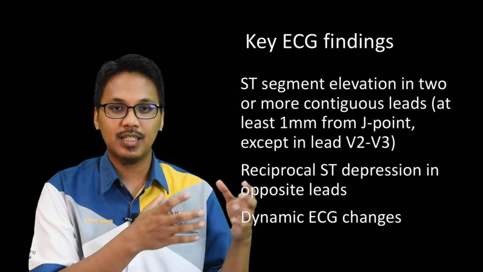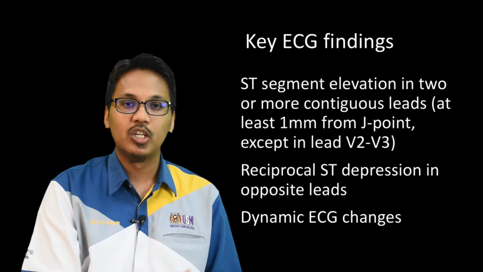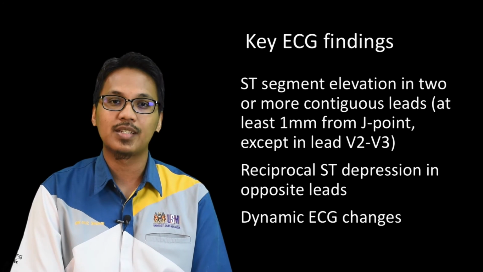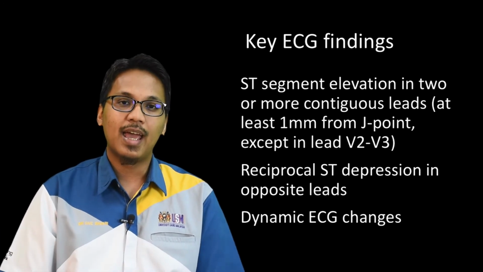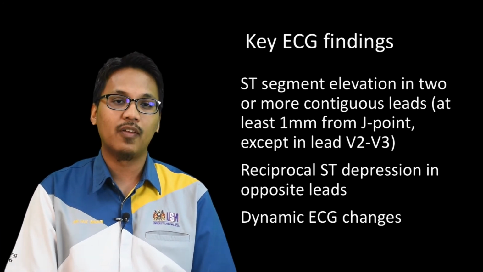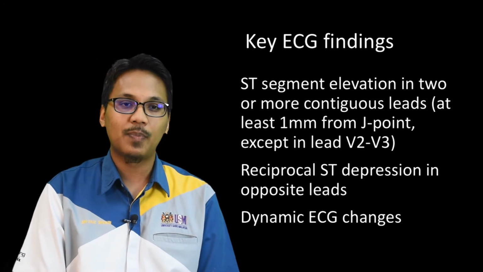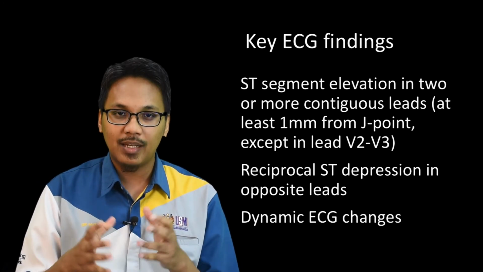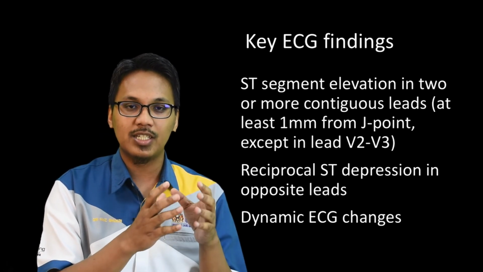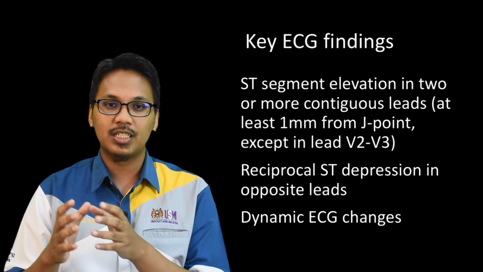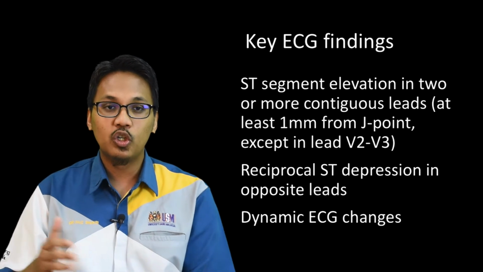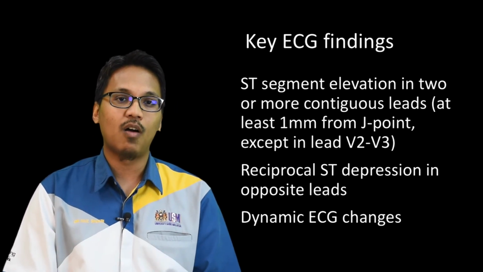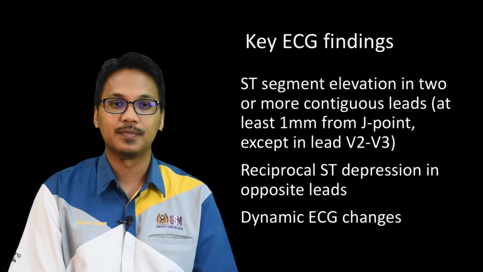If you have a ST elevation at inferior leads, you are expected to see what we call as a reciprocal ST depression at lateral leads. And in the case of acute myocardial infarction as well, we are expected to see what we call as a dynamic ECG changes, meaning that from your first ECG to your second ECG and to your third ECG, you may see some of the dynamic or worsening of the ST elevation.